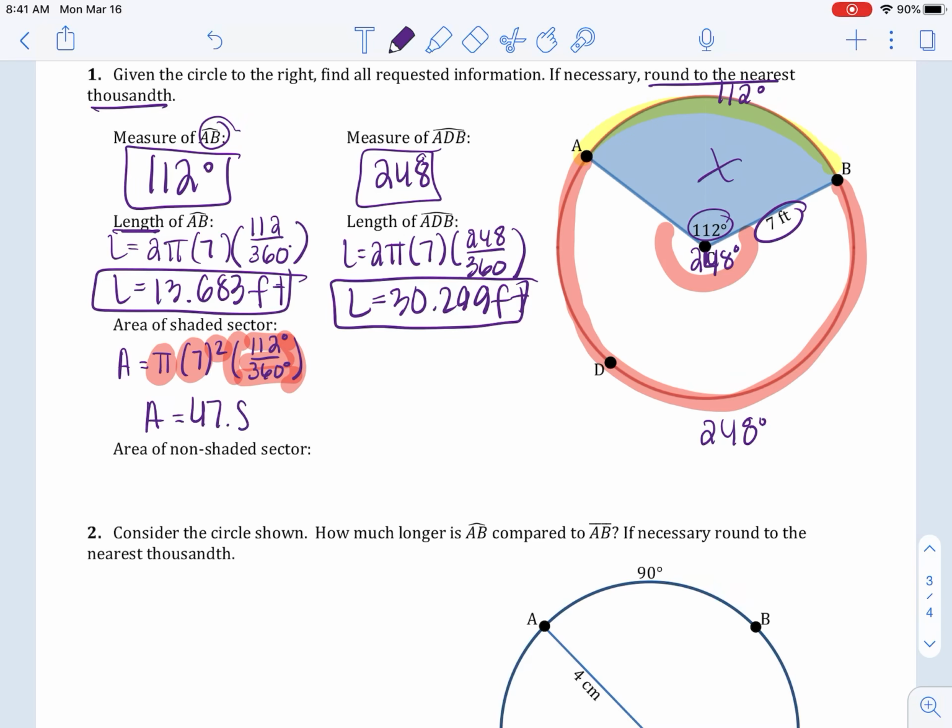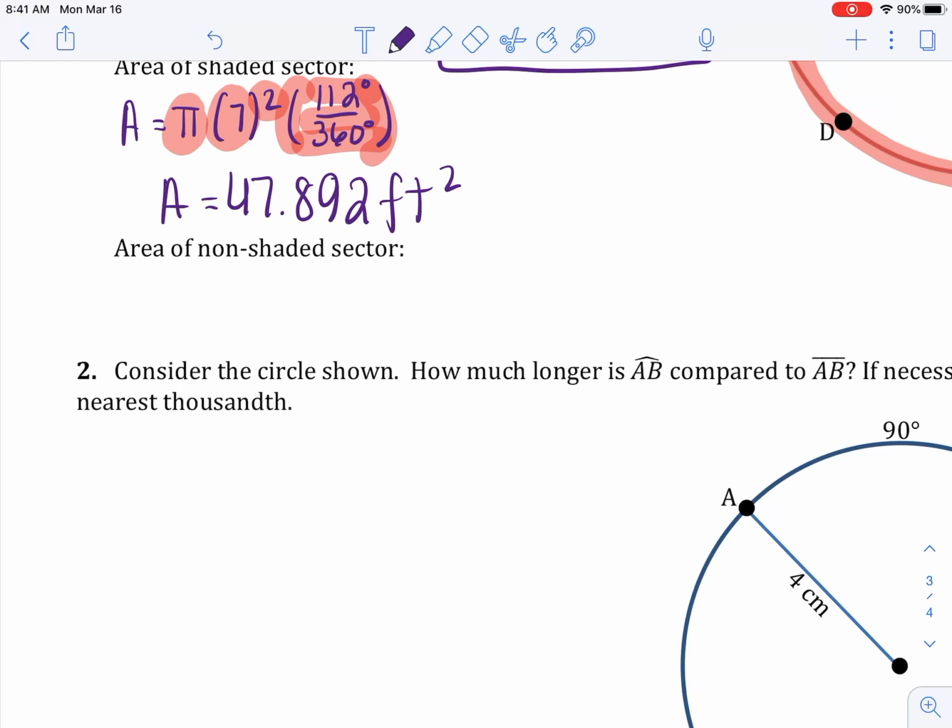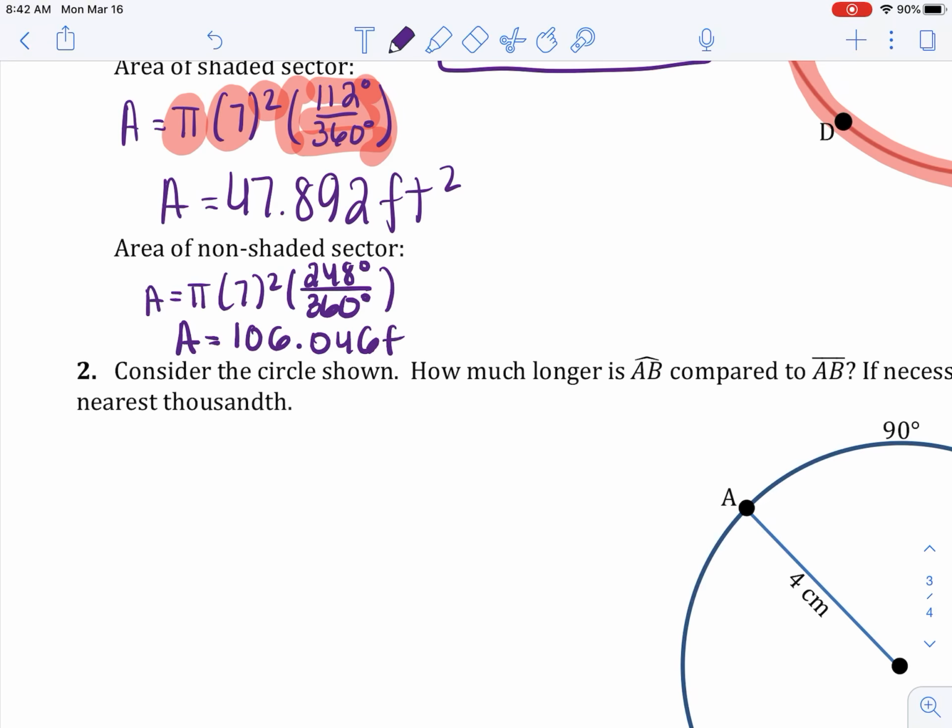You get area is 47.892 feet squared. Area of the non-shaded sector, area equals pi times 7 squared times, that was 248 degrees over the 360 degrees. Area equals, pop the whole thing into your calculator, and you get 106.046 feet squared.